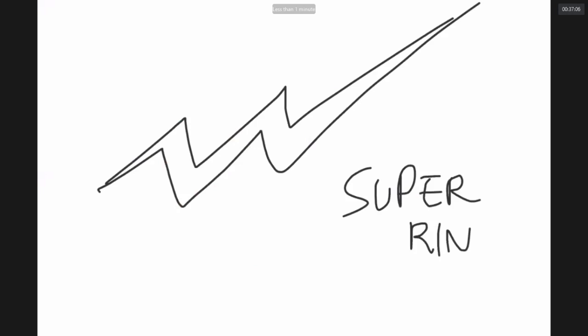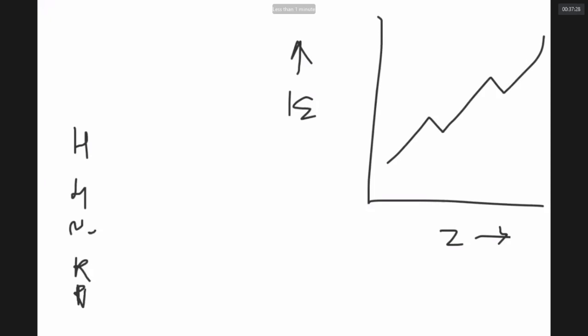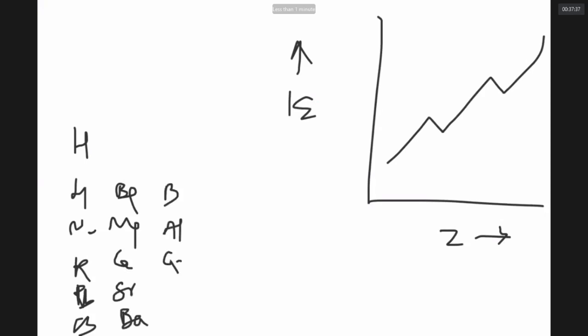Let us see the pattern of this graph. This graph is like this, up, down, up, down. This is the way the ionization energy follows. In a period, you take, for example, hydrogen, lithium, sodium, potassium, rubidium, cesium, beryllium, magnesium, calcium, strontium, barium, boron, aluminum, gallium, indium, thallium.